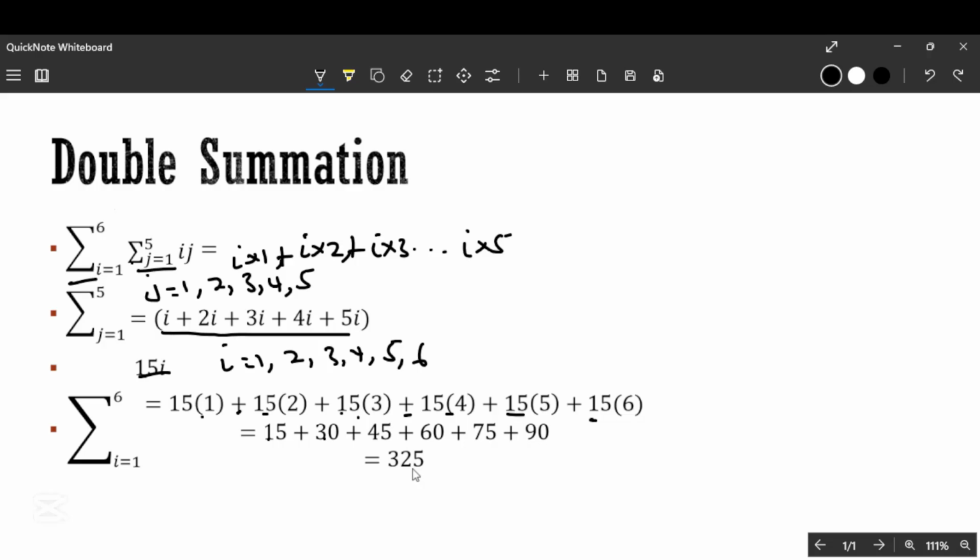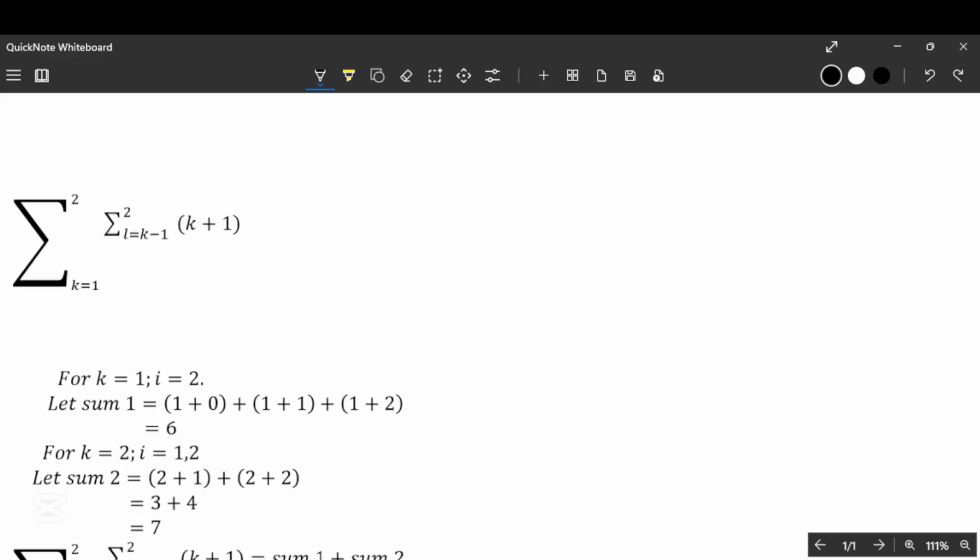This particular part here is applicable in computer programming, especially for while loops and do-while loops. So let's look at a different question under this one. We have a second example here.